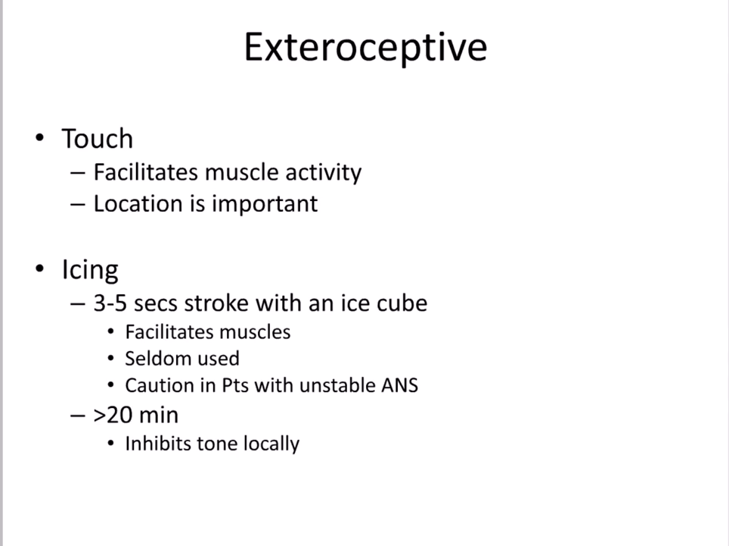For the exteroceptive system, you could also use icing. You can use 3 to 5 second strokes with an ice cube to help facilitate muscles. This information comes from Umphred, and she recommends caution with patients that have an unstable autonomic nervous system. I have personally never used icing in the clinic. Apparently, icing a patient for more than 20 minutes inhibits tone locally, or spasticity locally.